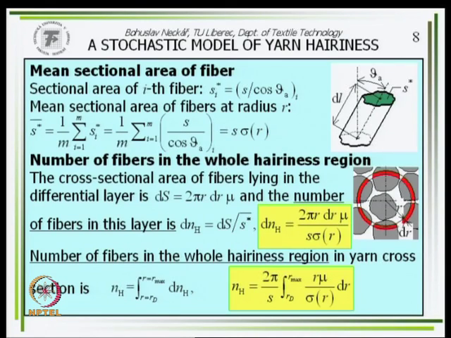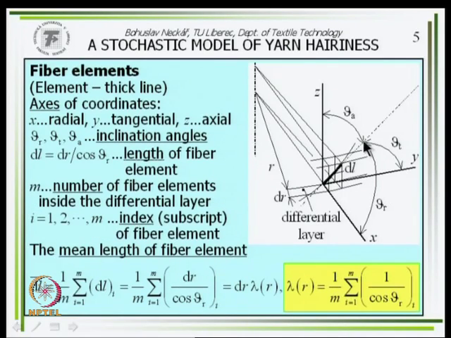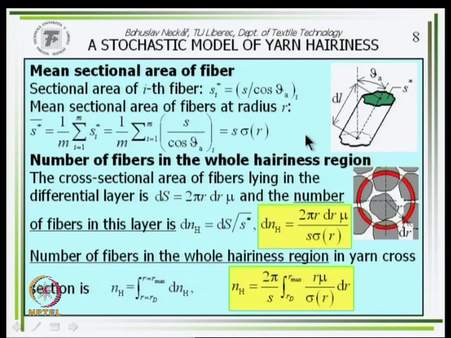The mean sectional area of the ith fiber. The ith fiber, a general fiber, has some cross-sectional area S star, which, as we know from an earlier lecture, is the cross-sectional area of the fiber S divided by cosine of the corresponding angle. In this case, it is the angle theta A. So it is cosine theta A.